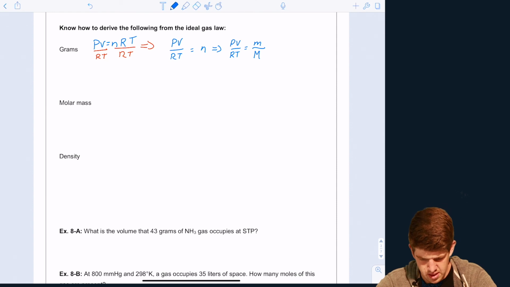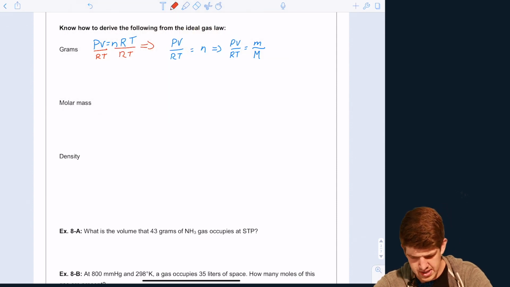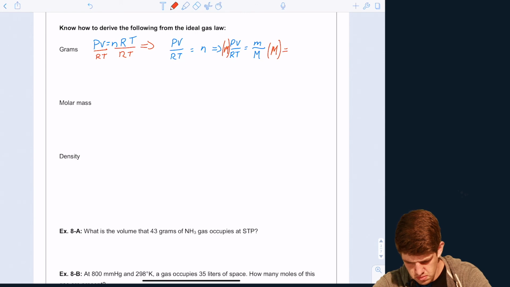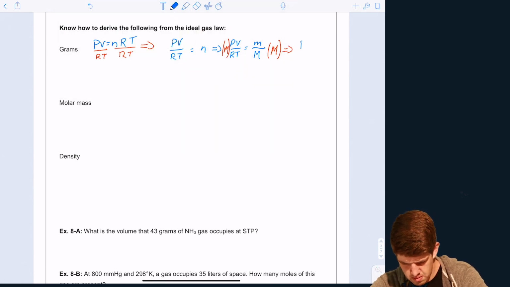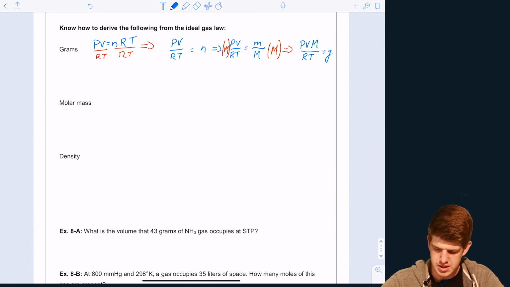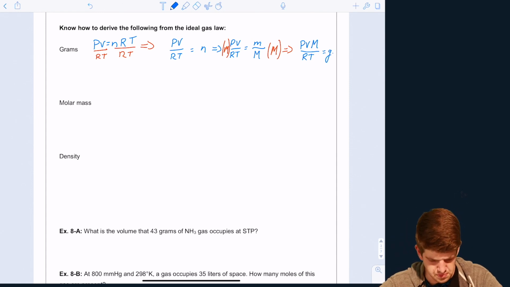So now I can just divide both sides by capital M for molar mass. And that will give me PV molar mass over RT is equal to grams. So there's the first derivation.